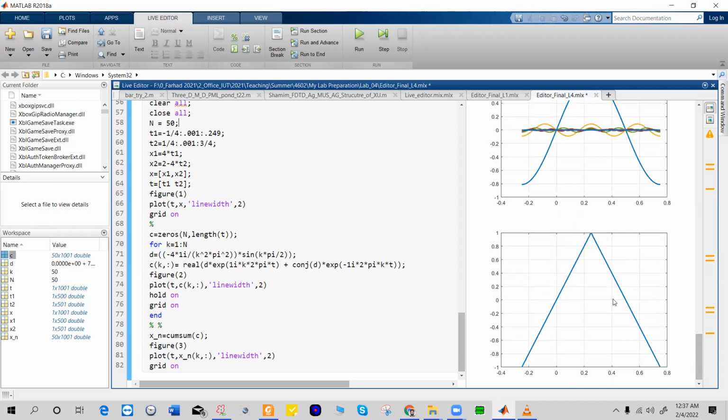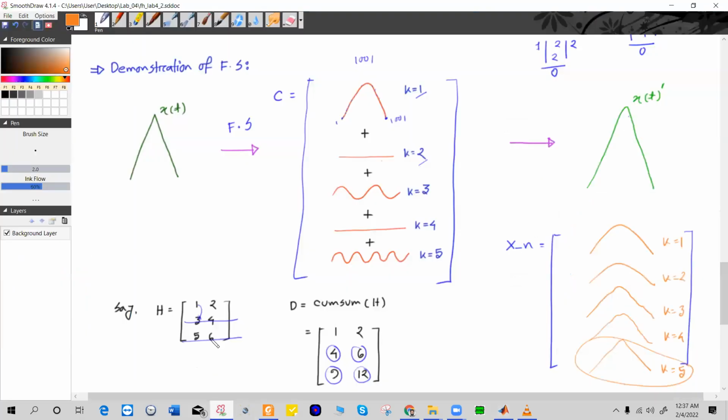Okay, so this was our main goal for today's class, to verify that if we have a signal xt and we perform the Fourier series, then we can find its frequency response, say at different frequencies, what their amplitude is and how their phase is varying. So this is the time domain plotting also. Even if you just add all of them, you can return back your xt prime. So that was our main goal to demonstrate, and hopefully you have understood.